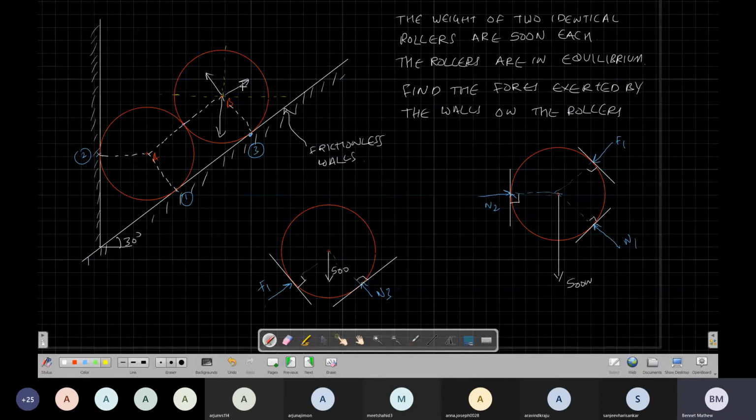You can see this line and this line. Okay, so this line and this line is making angle 30. So this line and this line, what is the angle here? Can I write here 30? 30, right?